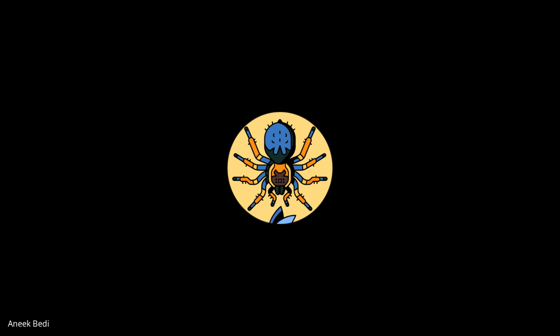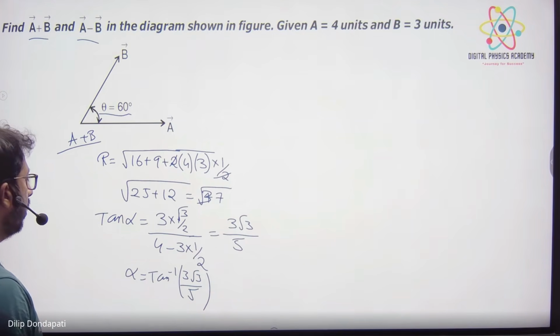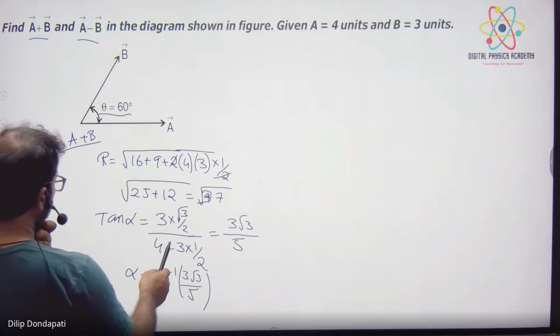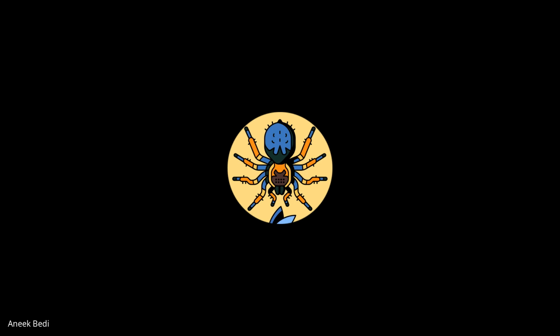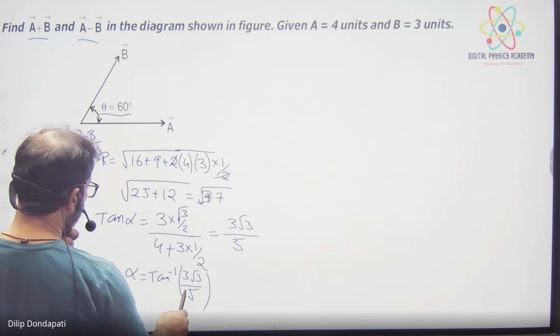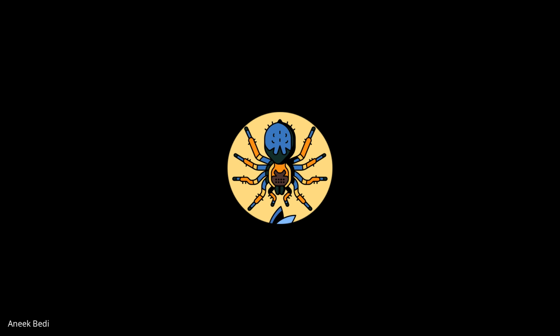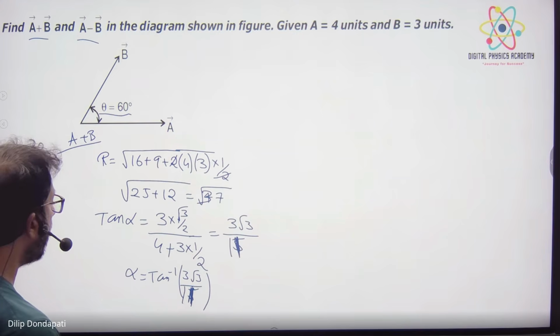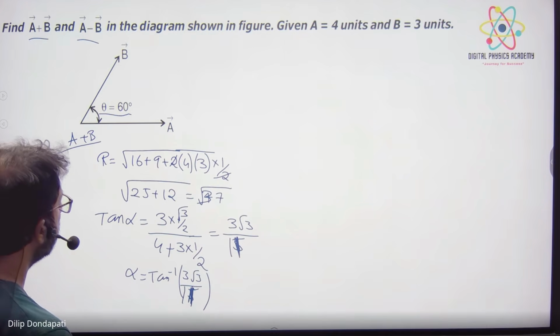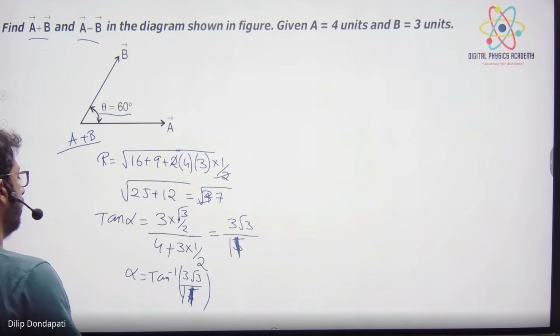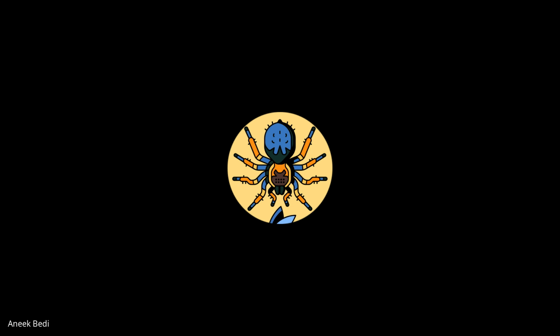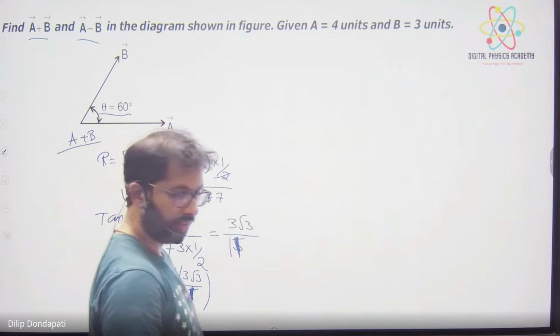Root 13. Tan alpha. Here it is B sin theta by A plus B cos theta, right? So how much will it be? 8 plus 3, 11, right? This is 3 root 3 by 11. For subtraction, one minute. B sin theta by A minus B cos theta. 3 root 3 by 5. This is it.